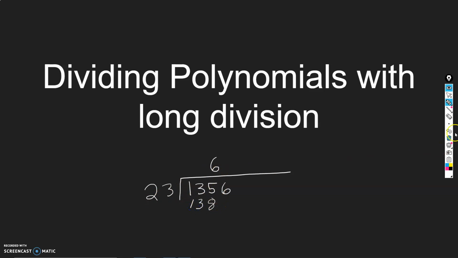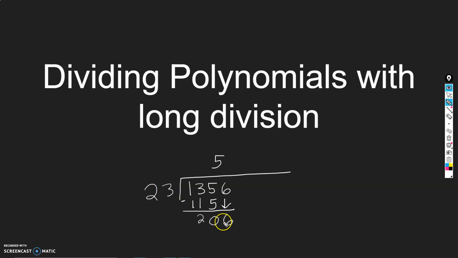138. Oh no, look, that's too big, so we have to go back. And this is all something we have to take into account. Okay, 6 is too big. So let's try 5. 5 times 23, so 5 times 3 is 15. 5 times 2 is 10, plus 1. And then we subtract, right? 5 minus 5 is 0. 3 minus 1 is 2, and 1 minus 1 goes away. Okay, 23 doesn't go into 20 though, so the 6 drops down.